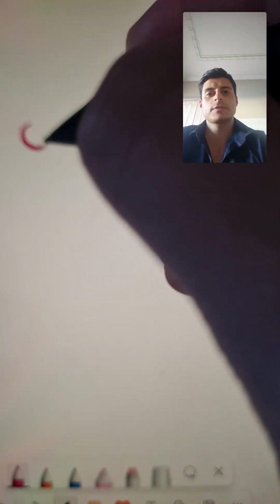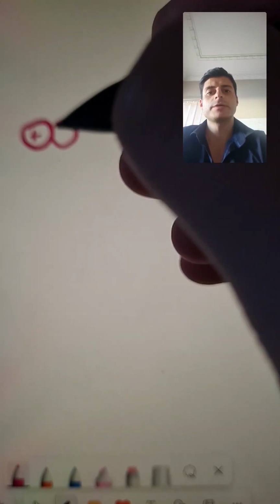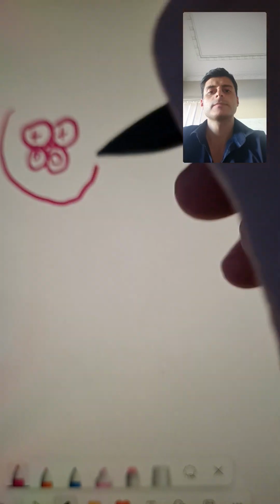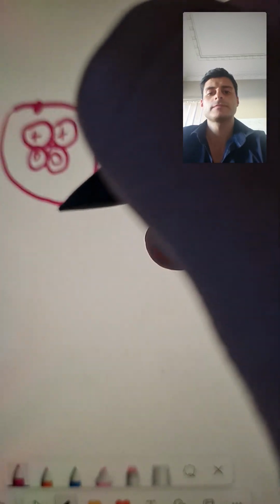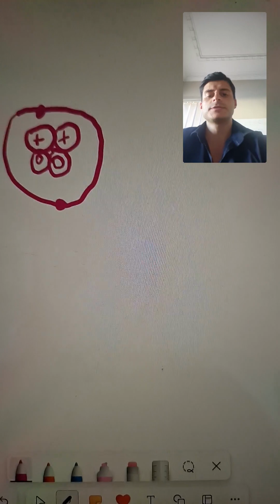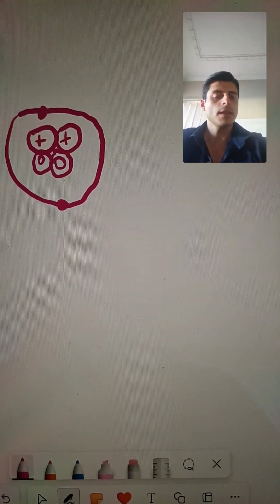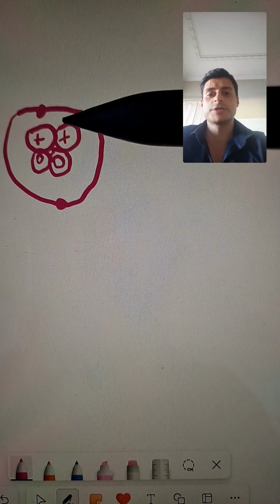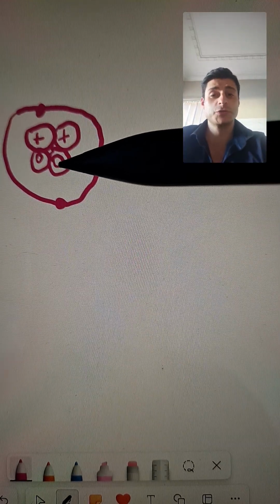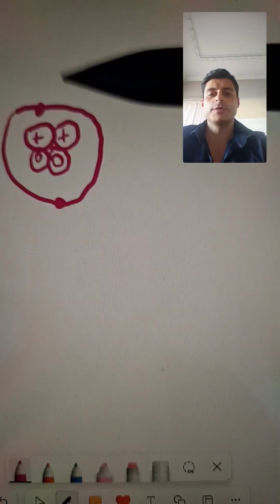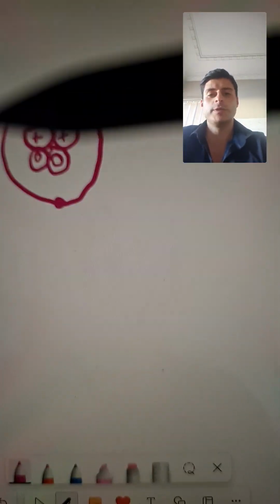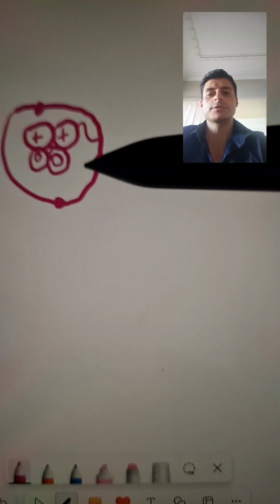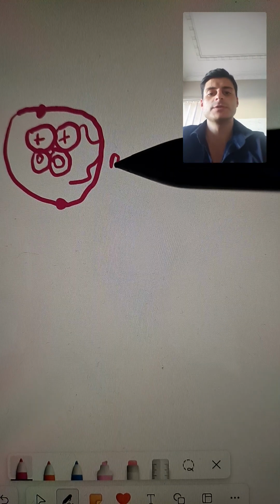So let me draw a simple atom. Okay, so this is a helium atom. So a helium atom has two protons, two positively charged particles, two neutrons, two neutral particles, so no charge, with two electrons, sort of like planets orbiting what's called the nucleus, the atomic nucleus. So where the protons and neutrons live, that's called the nucleus.